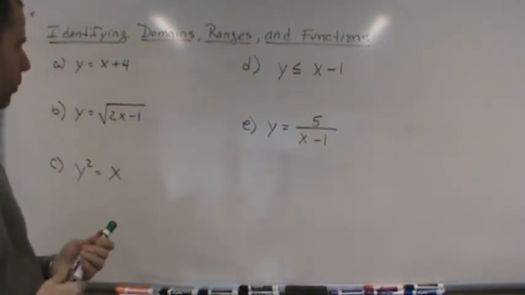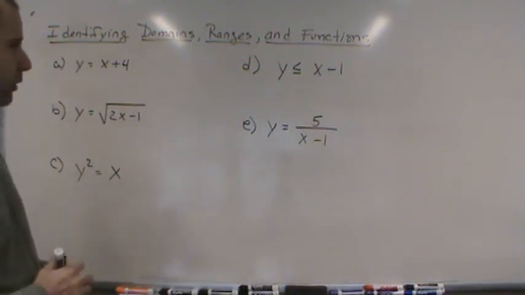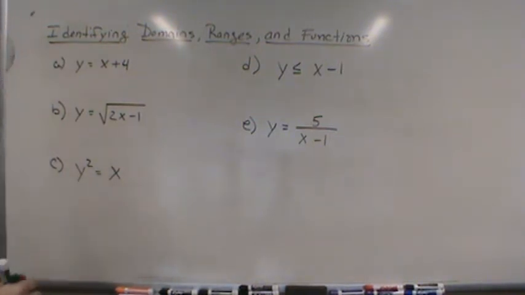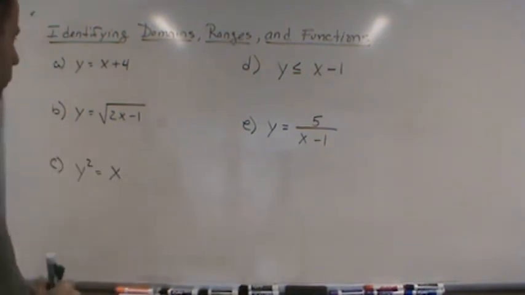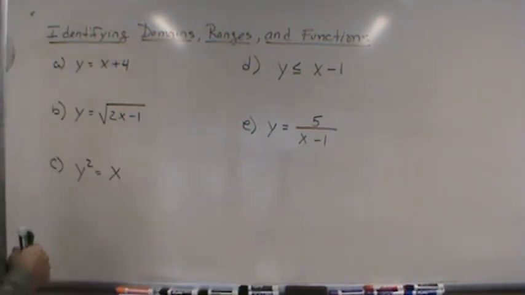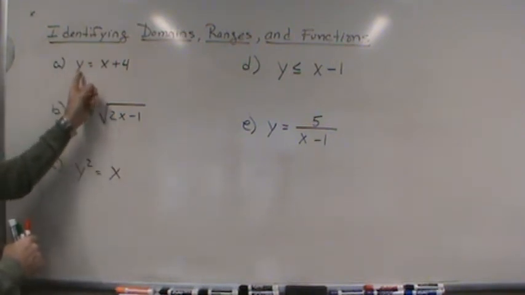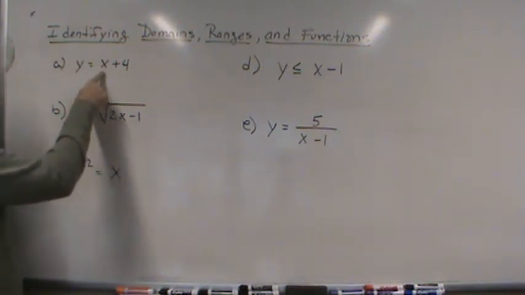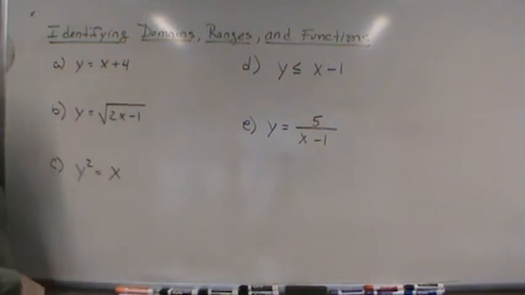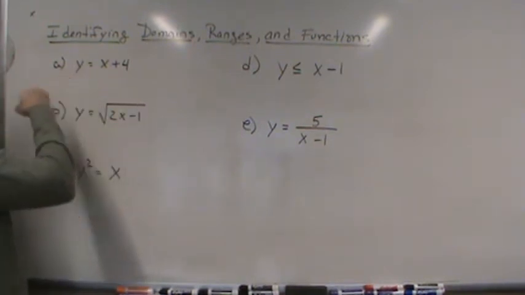So we're going to go through each one of these and determine the domain and range and whether it's a function or not. Not necessarily in that order, but we'll talk about all three of those aspects for each one. The first thing we look at is y equals x plus 4. The rule says whatever value of x we put in here, we're just going to add 4 to it, and that's going to be our value of y.